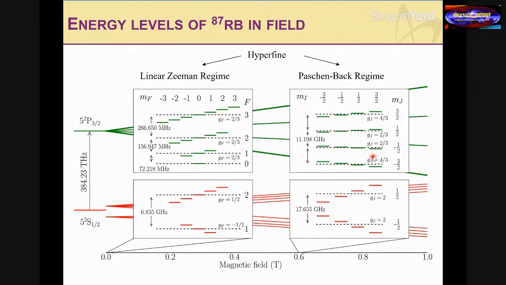So here I'm plotting an energy level diagram. So this is energy on the vertical axis and as a function of magnetic field. So if I have zero magnetic field, I see what I showed earlier. This is the 5s½ ground state. This is the 5p 3/2 excited state. And if I add a modest magnetic field, these energy levels split.